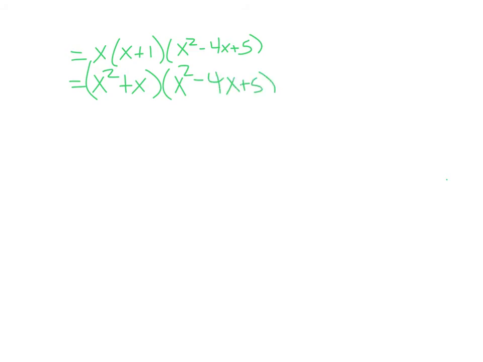So then you're just going to simplify out the next part. Be careful, there's a lot of places to make little math errors. Just go slowly. So I end up with x to the 4th. I get x squared times negative 4x gives me negative 4x cubed. X squared times positive 5 gives me plus 5x squared. Now I'm going to multiply my x times all of the terms in the second parentheses. So I get plus x to the 3rd minus 4x squared plus 5x.